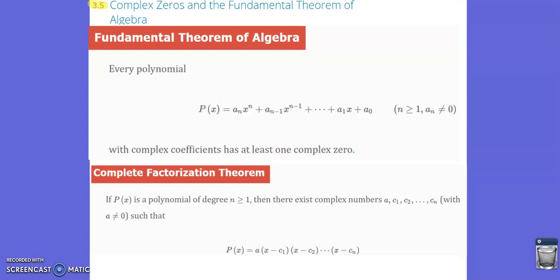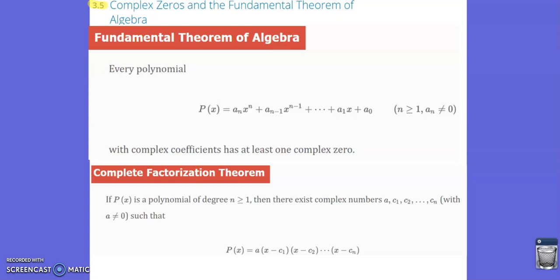This is 3.5, complex zeros and the fundamental theorem of algebra. A lot of the stuff we're going to go over in this section will seem redundant of what we did with just real numbers. So we're going to use synthetic division and the quadratic formula to come up with some imaginary numbers. So it just extends it into complex numbers.